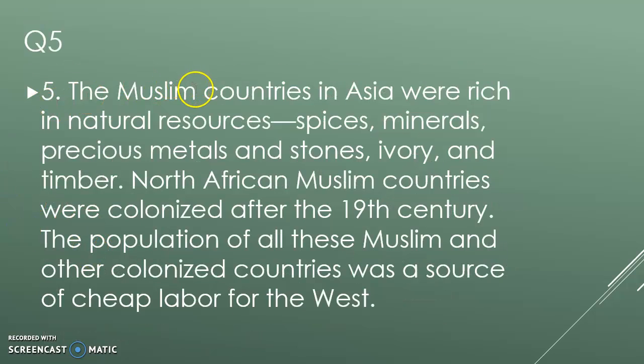Answer number 5, the Muslim countries in Asia were rich in natural resources, spices, minerals, precious metals and stones, ivory and timber. North African Muslim countries were colonized after the 19th century. The population of all these Muslim and other colonized countries was a source of cheap labor for the West. And this is the end of the unit. All exercise questions are completed.